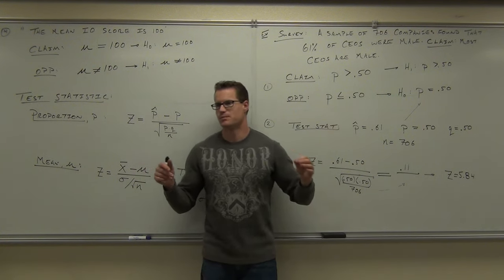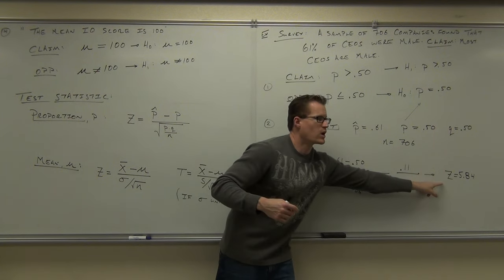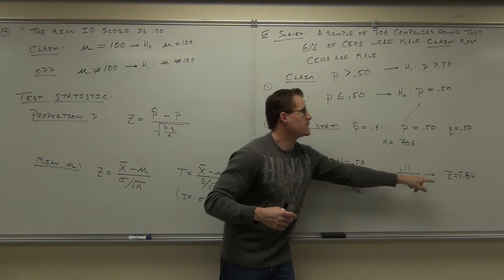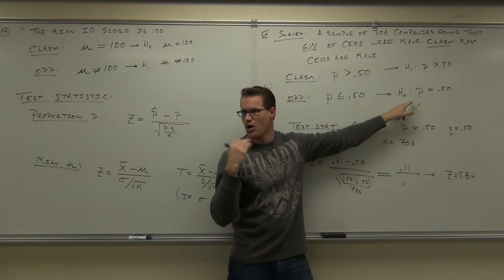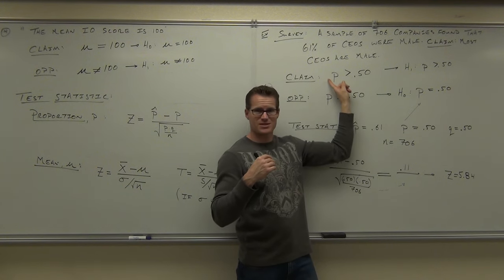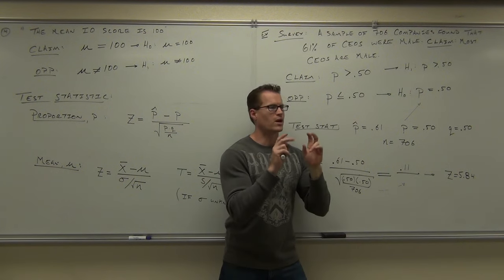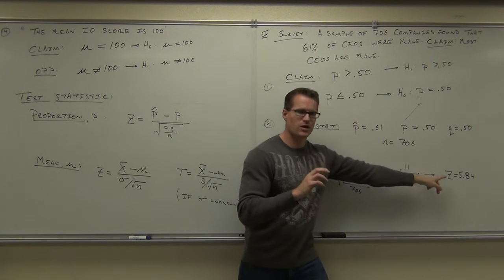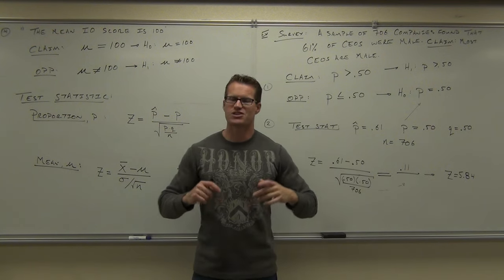Listen, here's the whole idea. If this is rare enough, please watch on the board here real quick, if this is rare enough, it means that our h sub 0 is wrong. If our h sub 0 is wrong, it means our h sub 1 is right, and we just proved our claim. Does that make sense to you? Now, the problem is, we don't know what rare enough means. Is this rare enough? Is it not rare enough? We don't know. We're now going to incorporate the idea of significance level.